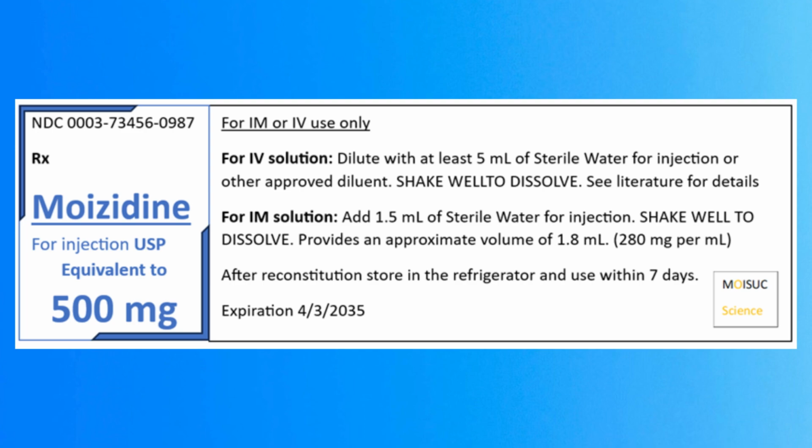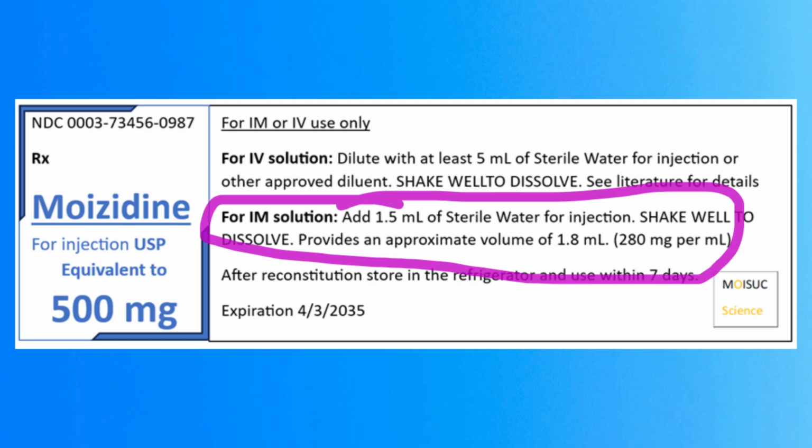Let's read the label carefully. There's total amount of 500 milligram. That's not helpful to us. Then it says it's for IM or IV use only. And we have instructions for IV and we have instructions for IM. So let's verify with our order. What is it that we need, IV or IM? The order is intramuscularly. So let's ignore the IV solution instructions and only focus on intramuscular solution instructions.